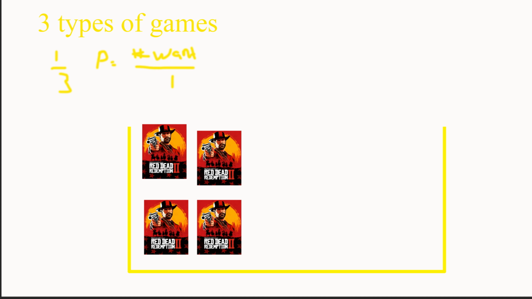The number we want, as we were informed, was 4, and we calculated the total to be 12. And the probability of selecting the Red Dead, as they gave to us, is 1/3. When you break this down, it equals 1/3. So we know that there are 8 other games because we know the total is 12, but we don't know how many of each there are.